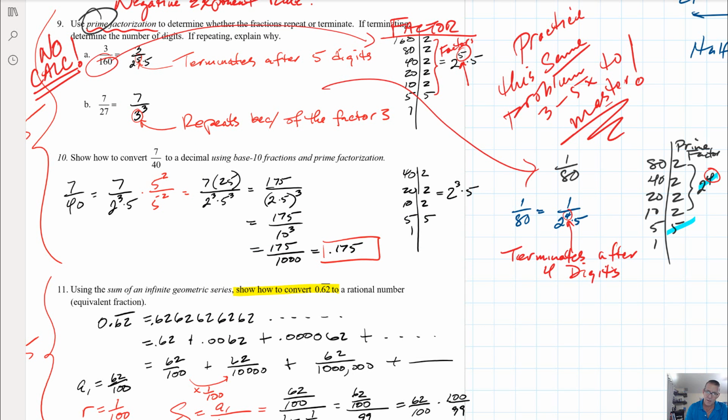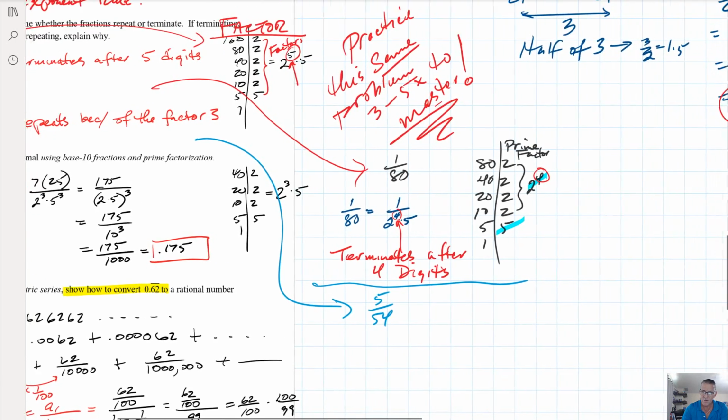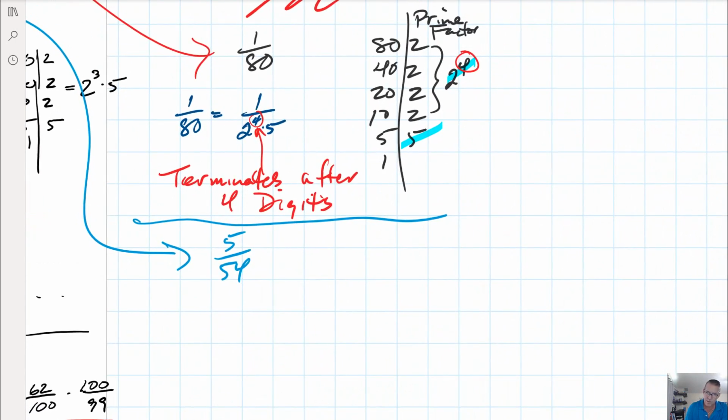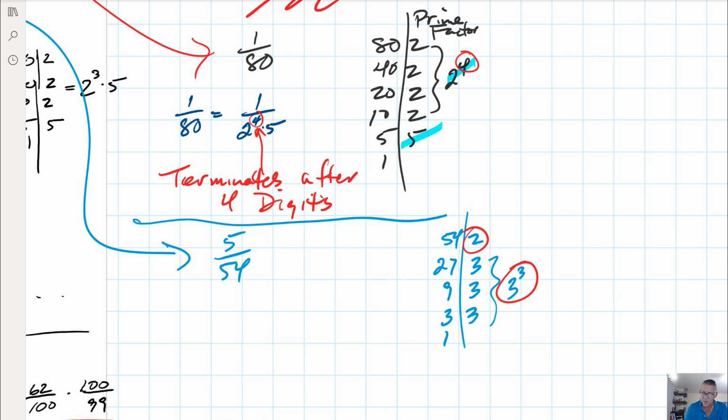Okay, now that doesn't always happen, so let's take something like this. Let's take 5/54, let's say. Okay, and let's work on this one. So let's take 54 and factor. So 54 divided by 2 is 27, divided by 3 is 9, divided by 3 is 3, divided by 3 is 1. So now I have 3 to the 3rd power times 2. So my factors are 2 times 3 to the 3rd.